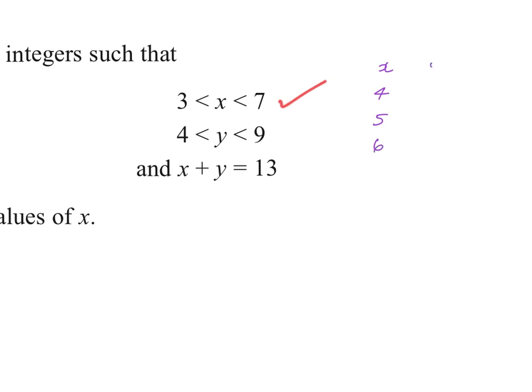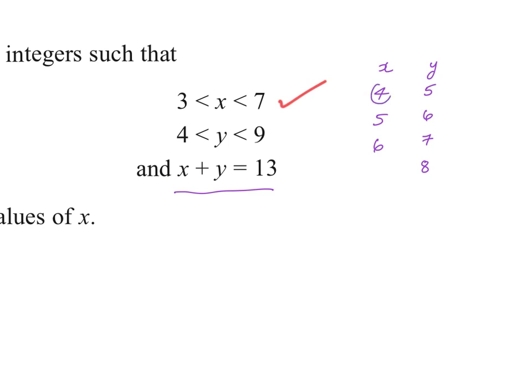Y, on the other hand, lies between 4 and 9. Can't be 4, can't be 9, but it could be 5, 6, 7 and 8. And then the last thing that has to be satisfied here is x plus y equals 13. So let's add x and y together and see if we get 13.